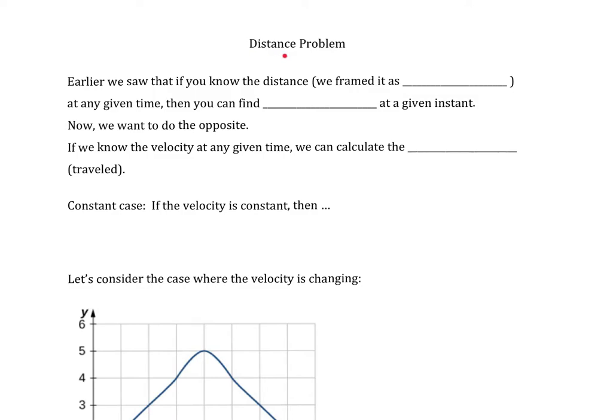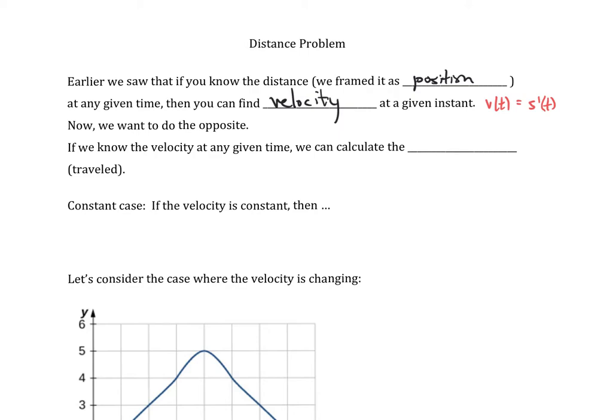Let's talk about the distance problem. Earlier, we saw that if you know the distance, and we frame this as position, at any given time, then you could find the velocity at a given instant. So just as a quick reminder, the velocity function v of t is equal to s prime of t. So we took the derivative of the position function in order to get the velocity.